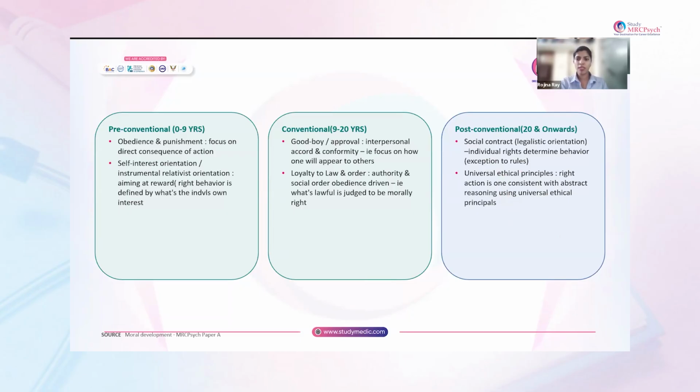Most adults usually reside at the conventional level, where morality is defined by social rules and maintaining order. Only about 15% of the population reaches the post-conventional level, where universal ethical principles supersede written laws. I want to highlight here again that only 15% of individuals reach the post-conventional level. So there are a total of 6 stages according to Kohlberg, divided into 3 levels, and only 15% enter the post-conventional level.